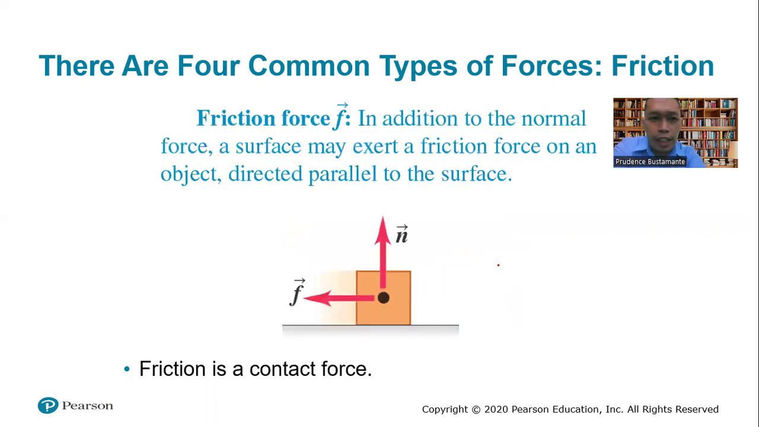Okay. The second force is called friction force. The difference from the normal force is that it is parallel to the surface. Usually it is opposite to the motion. If there is motion, it is opposite. That is the usual trend of friction force. Although we will discuss it more in chapter 5, static or kinetic friction, for now it is just the basic definition.